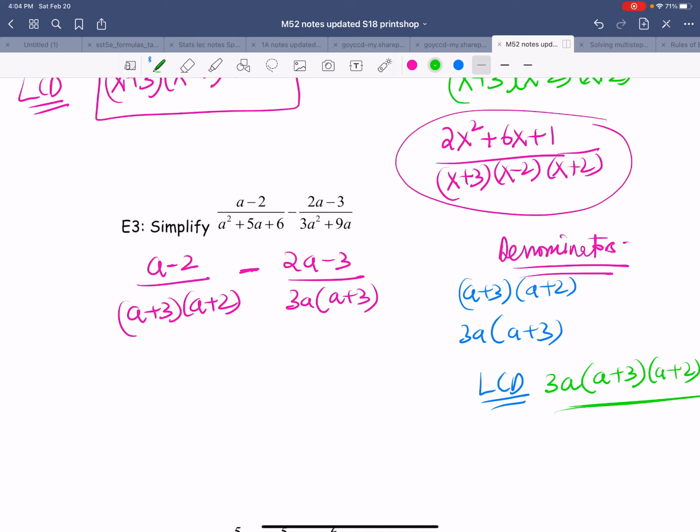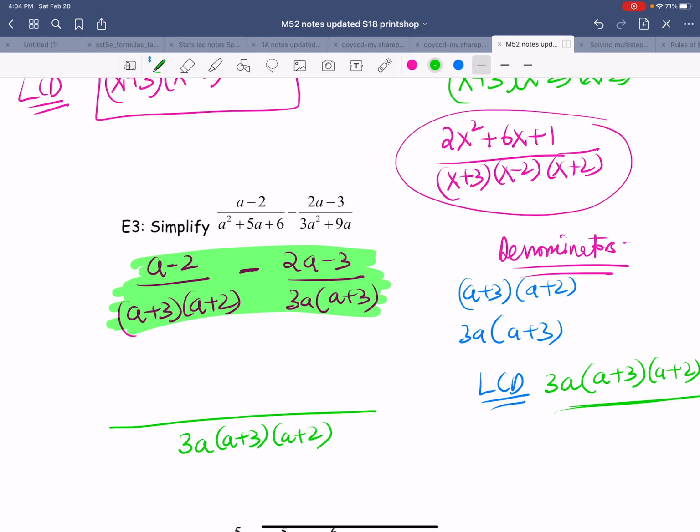Now my goal is to write this entire expression as a single fraction with the new denominator that we just found. So I'm going to write it with the denominator 3a times a plus 3 times a plus 2. So what is missing in the first fraction? Looks like in the first fraction I already got a plus 3, I already got a plus 2, but I do need to multiply both top and bottom with the 3a to have this LCD as my denominator.